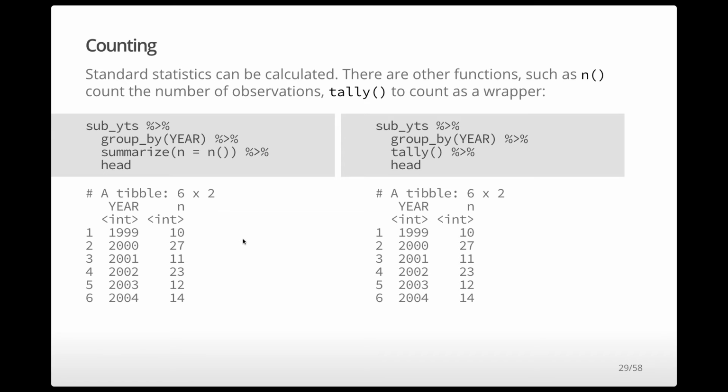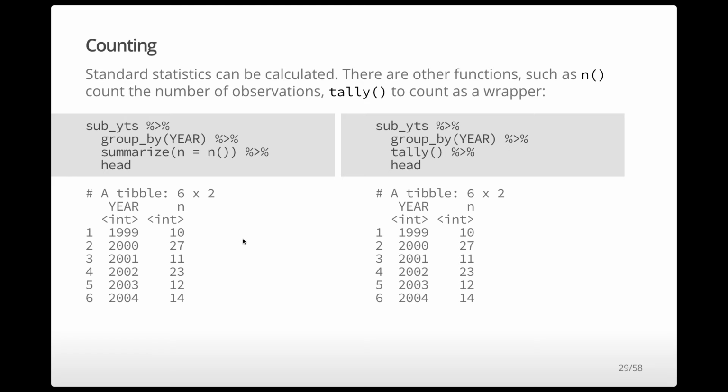Tally is a short wrapper for just counting, essentially. So summarize: there's a function called n. So n with parentheses around it counts the number of observations after you group it. So we group the data by year, saying how many observations did you have by year, or how many rows, essentially. So 1990 we had 10, 2000 we had 27, and so on. And head, don't worry about that. Again, we're just showing the first 6 rows, so we don't print everything out.